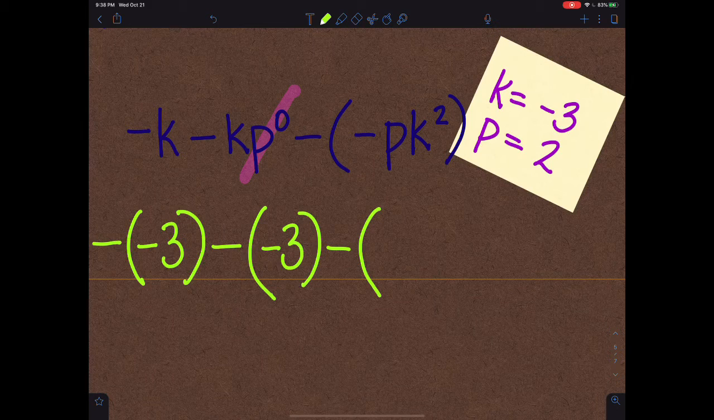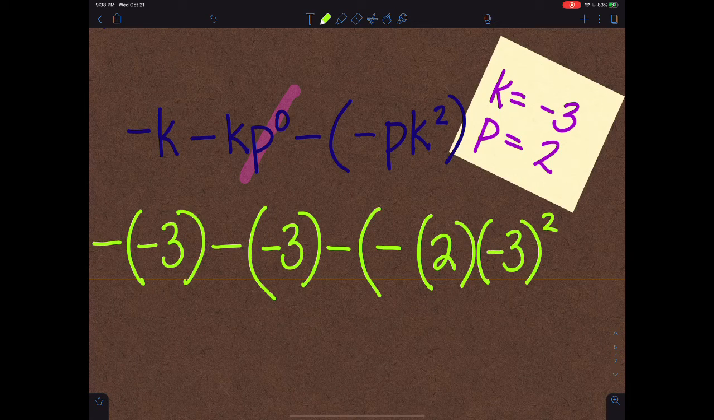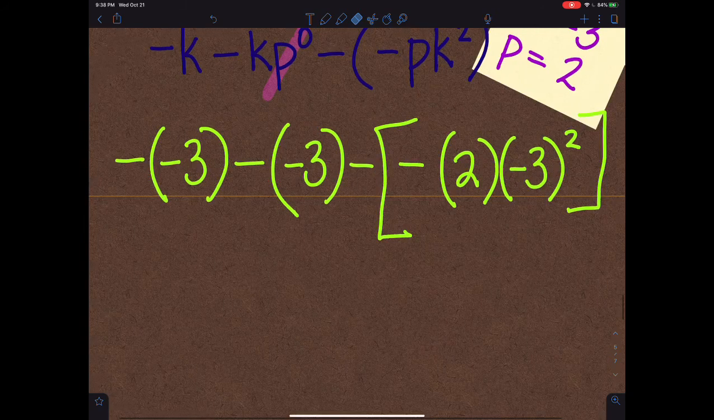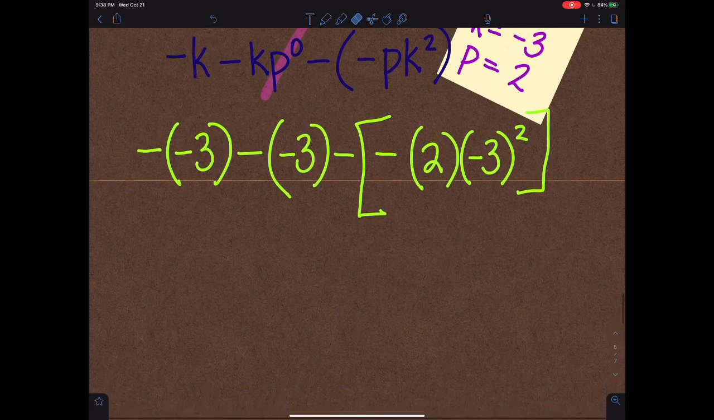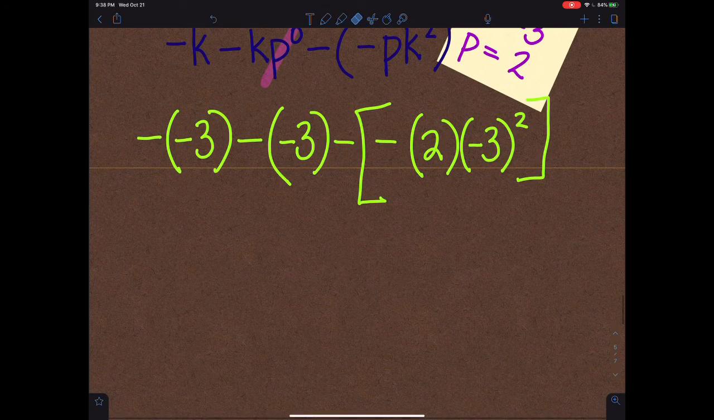And then inside the parentheses is negative p, which is just the 2, and k squared, which is negative 3 squared. And then there should be another parentheses, but I'm going to turn it into a bracket. Okay, so this is very similar to the last one. So whatever you're doing to get these wrong, you did it twice in a row. So that's going to be super important to fix.